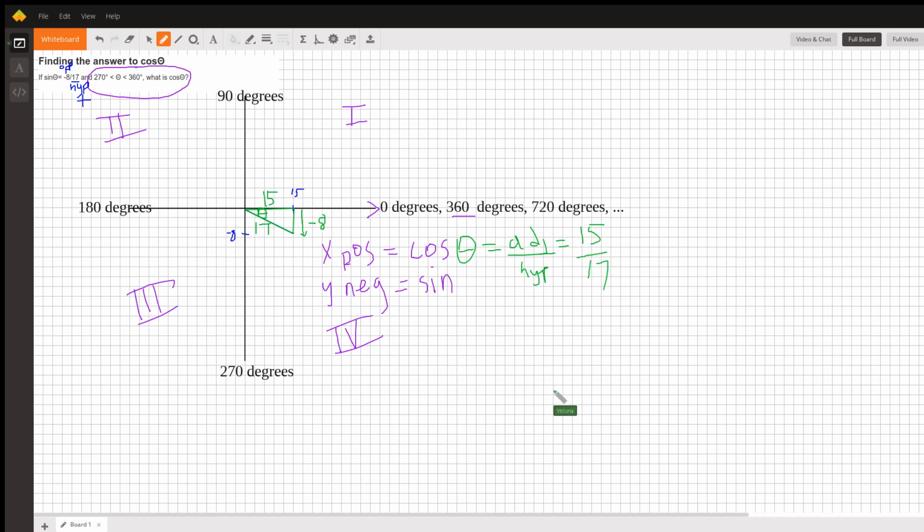And if you draw the picture, it's just not terribly hard to find because these all make right triangles. And that's the answer: the cosine of this theta that has a sine of -8 over 17 is 15 over 17. And it's positive because we are in the fourth quadrant where x's, or cosines, are positive.